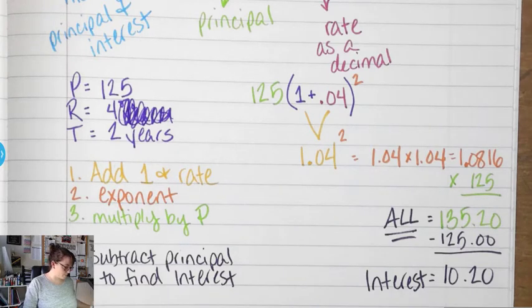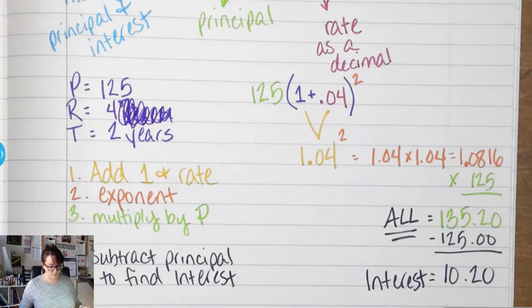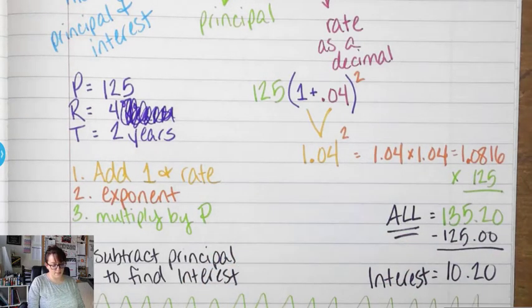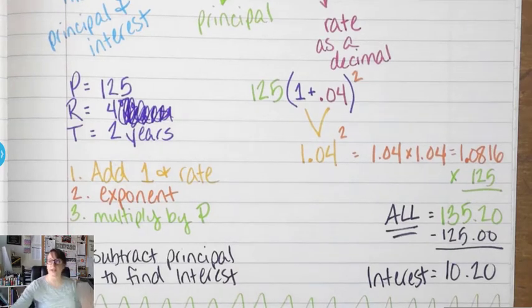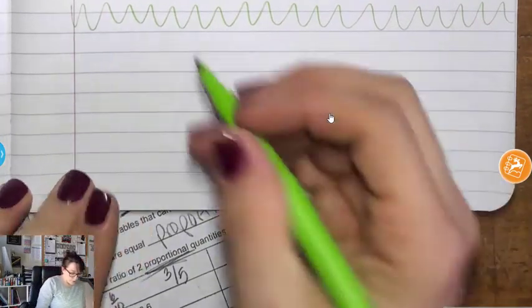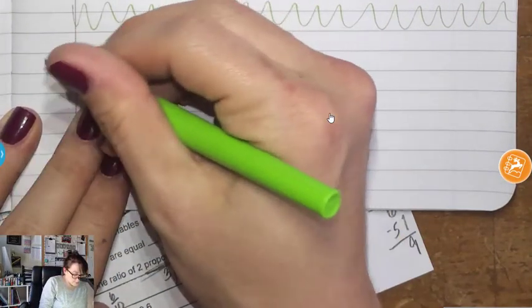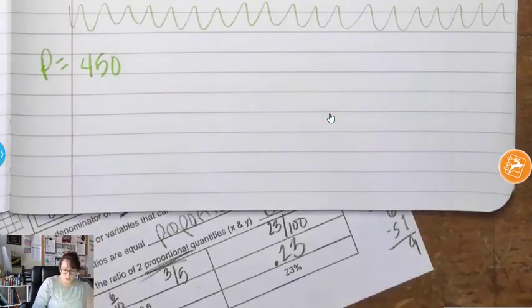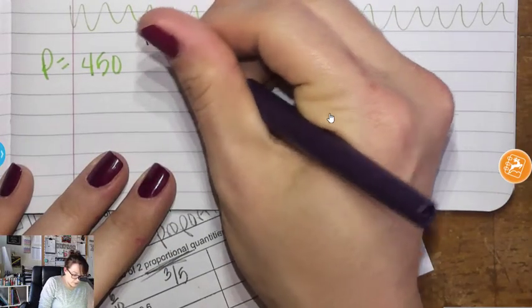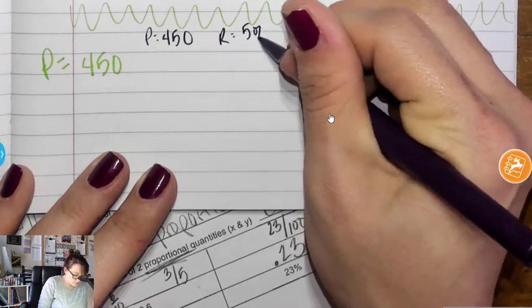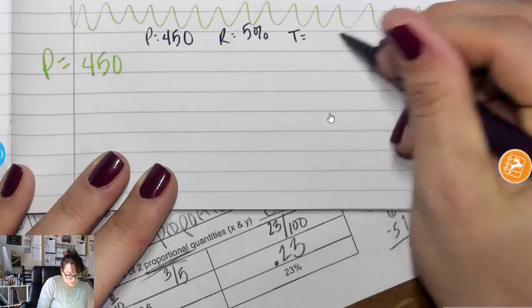Here's the table. With the table, if you have space, you can put it at the bottom. Last class I put it on a new page because we ran out of space. I didn't use a calculator last class. So with a table, we start with principal. Let's say principal is $450. I'll write down all my numbers so you can see them. The rate is 5%, and time is 4 years.